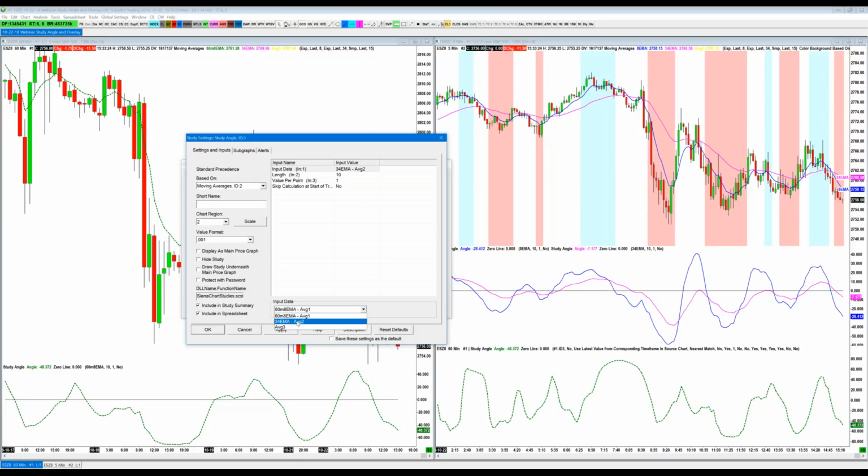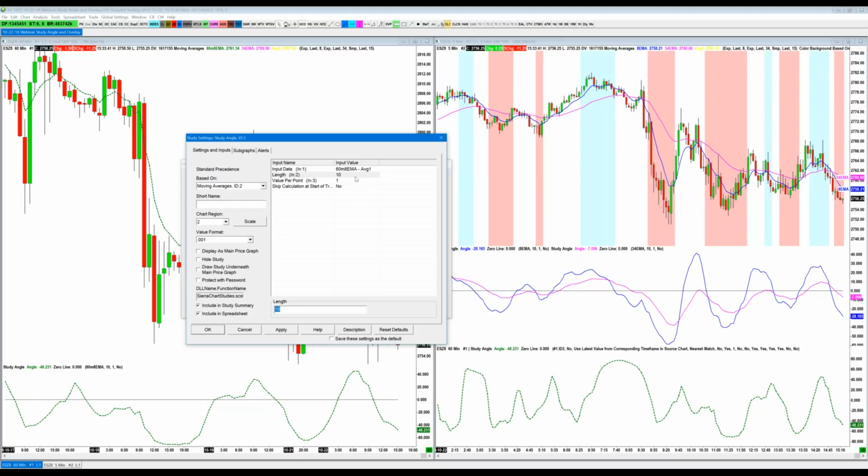One choice is the 34 that I have hidden. The other one was average 3, which I never had a label for, which is why it just says average 3. And then the last one here says 60-minute EMA average 1, which is the one I want. The length defaults to 10. Basically, how far back are we looking?